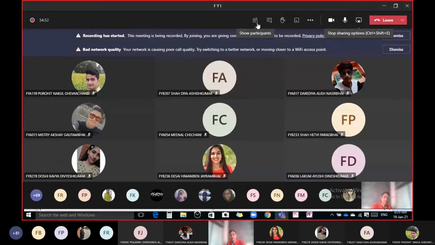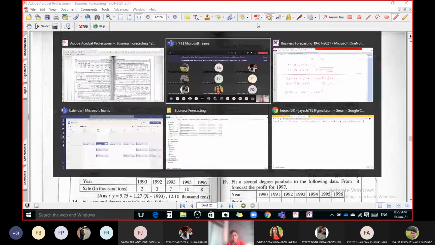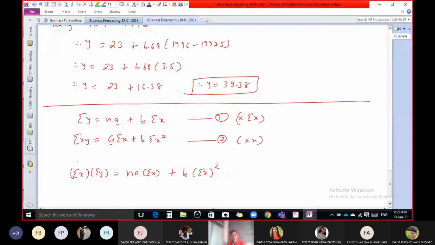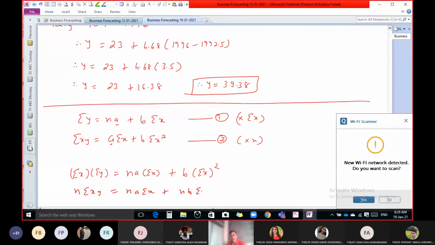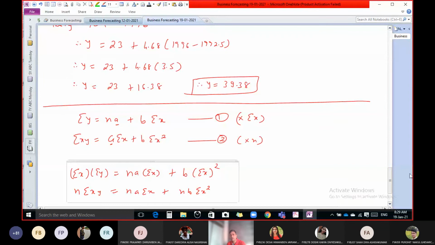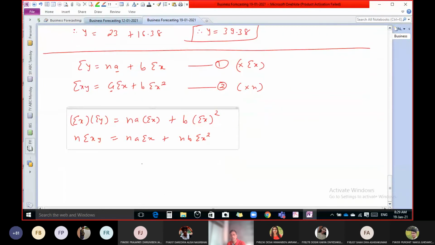Okay, now multiply this equation 2 by n. So if we multiply 2 by n, what we get? N sigma xy equal to, if we multiply it by n, we get n a sigma x, which is already there, plus here we get n b sigma x square. So we have two equations. Now see the coefficient of a.